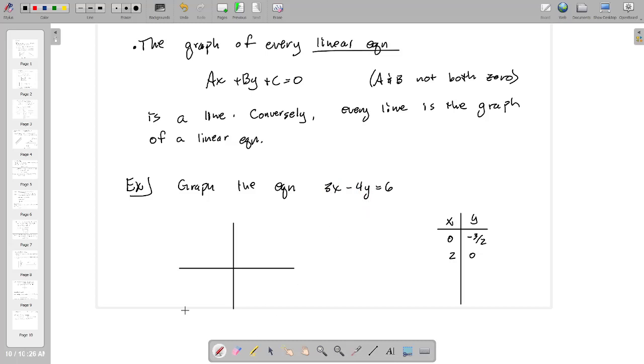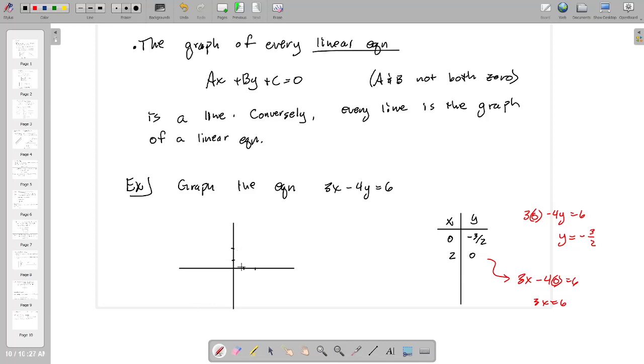So if x is 0, we get 3 times 0 minus 4y equals 6. And then I have -4y equals 6, so y is equal to -3/2 after you reduce. Now in the second one, all I did was plug in 0 for y, so I get 3x minus 4 times 0 is equal to 6. So 3x equals 6, or x is equal to 2, which is how I got my x value.